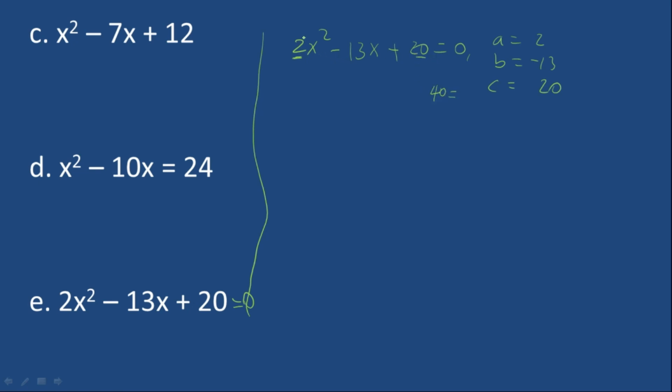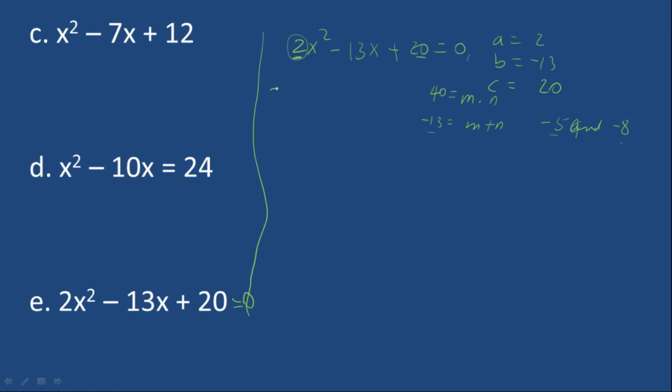Find two numbers. Their product is 2 times 20, so m times n must be 40, and the sum of m and n should be minus 13. You just need to find two numbers whose product is 40 and whose sum is minus 13. For example, if we test minus 5 and minus 8: minus 5 plus minus 8 is minus 13, this is true. Minus 5 times minus 8 is 40, and this is true, so we get it.